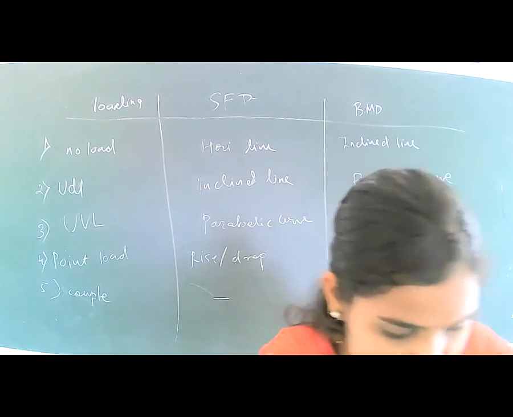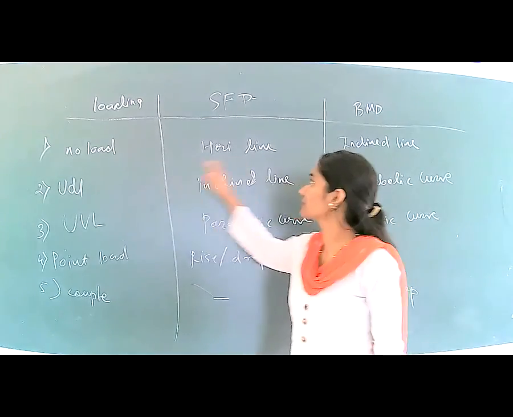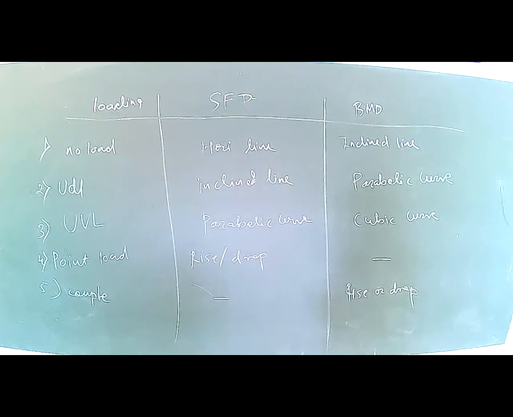From the blackboard you can see there are 5 types of loadings, and here are the SFD and BMD of the respective loadings. The first one is, if there is no load between two sections, the shear force diagram will be a horizontal line and the bending moment diagram will be an inclined line. I will show you the PDF in the group. The next one is the UDL between two sections. The shear force diagram will be an inclined line, and the bending moment diagram will be a parabolic curve.